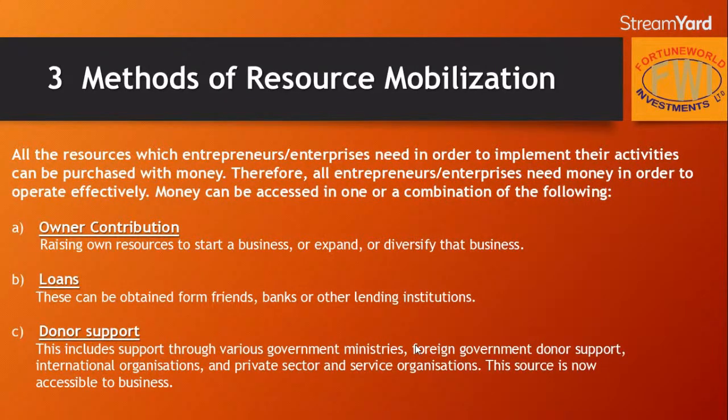That is a lot of money that you can use to start that small scale honey processing business, that small scale rice processing business, cooking oil processing business. So the first way of raising funds is owner contribution. The second way is loans.